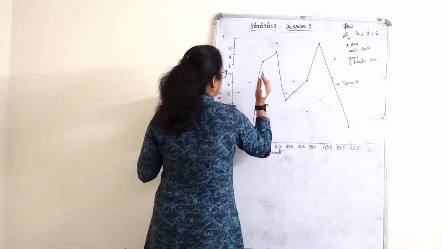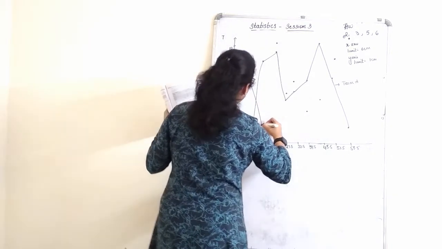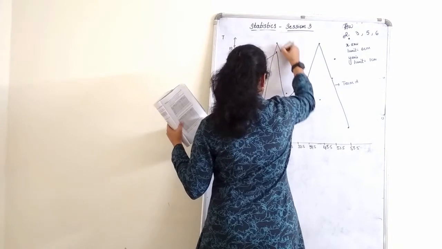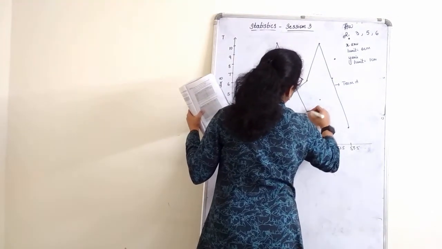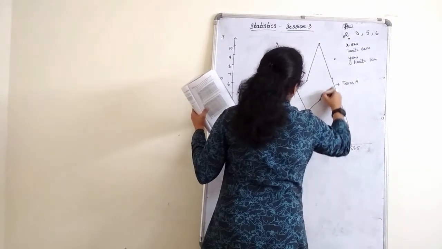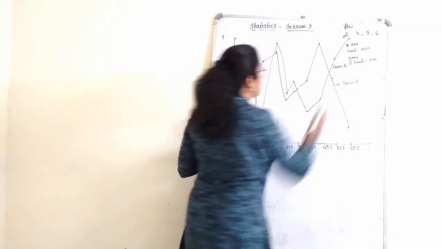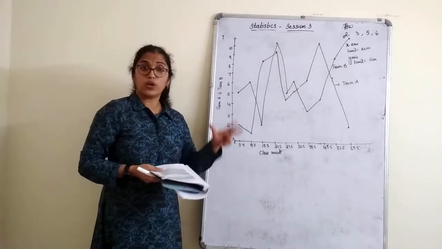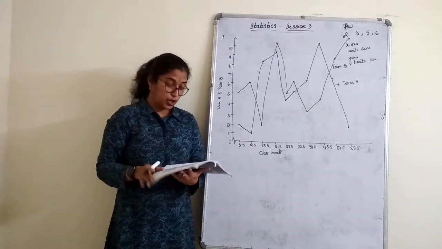So the point starts from here. 2. Come down. After this I have to go on top. Then it is down. This. This is team B. The same thing you have to represent in the previous graph also. This is how you represent. Do it neatly with 2 color pens. It looks very neat. This is how you represent the frequency polygon.